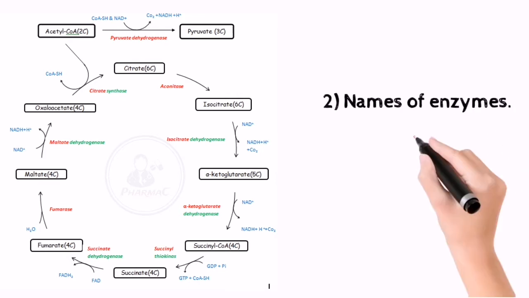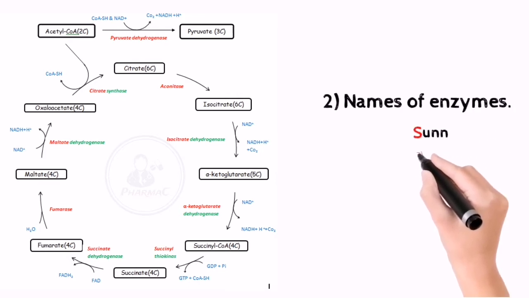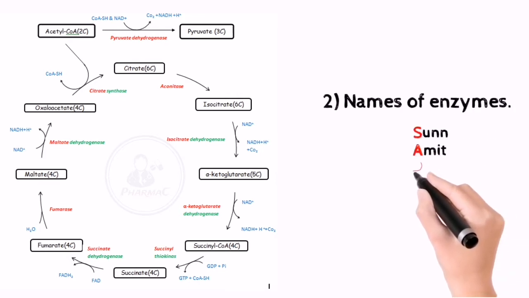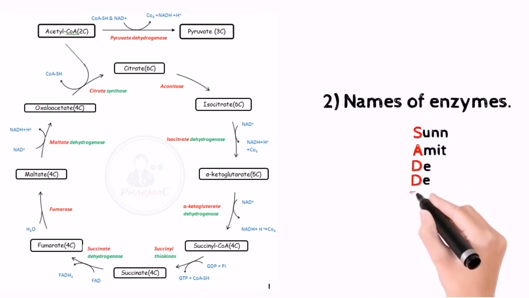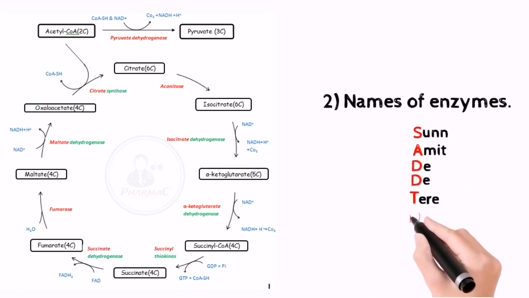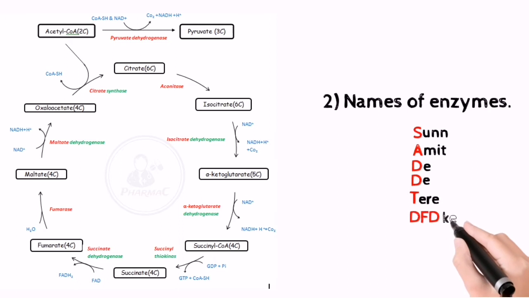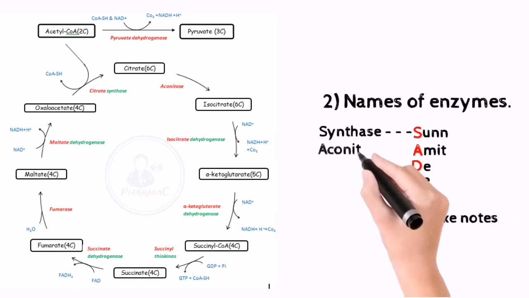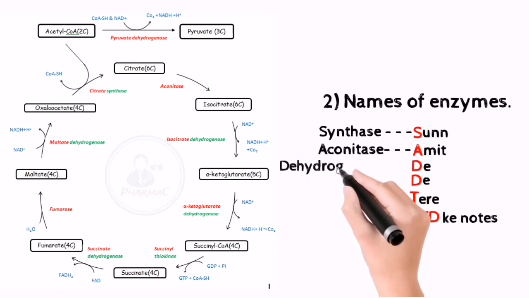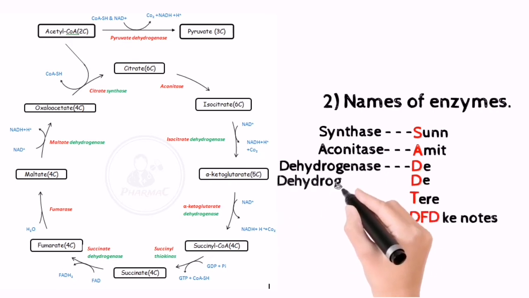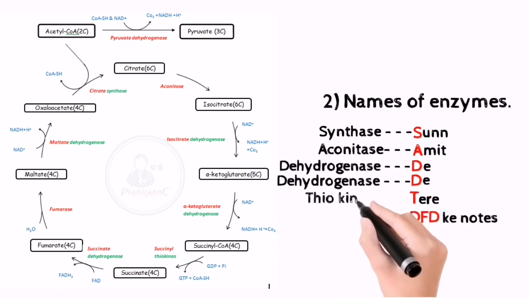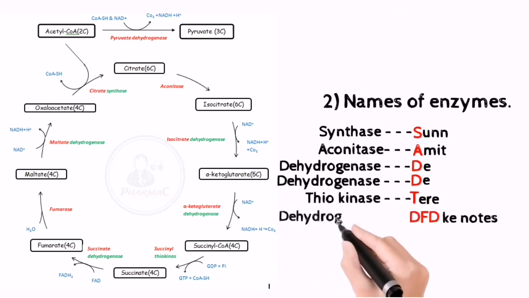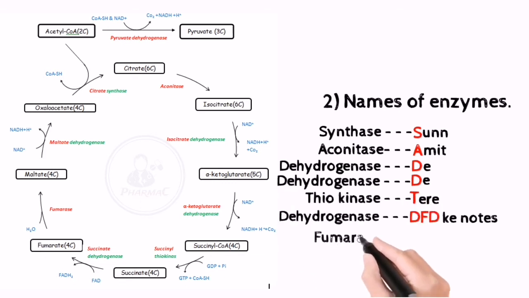Second, names of enzymes. To learn names of enzymes, we have another simple mnemonic here, that is Sun Amit de de tere DFDK notes. Here S stands for synthase, A for aconitase, all the D here stand for dehydrogenase, T for thiokinase, and F for fumarase.